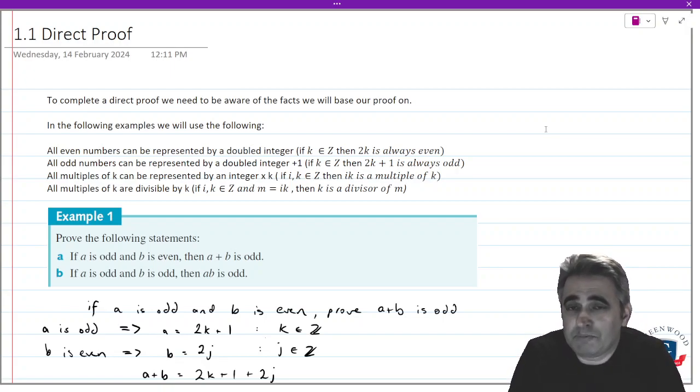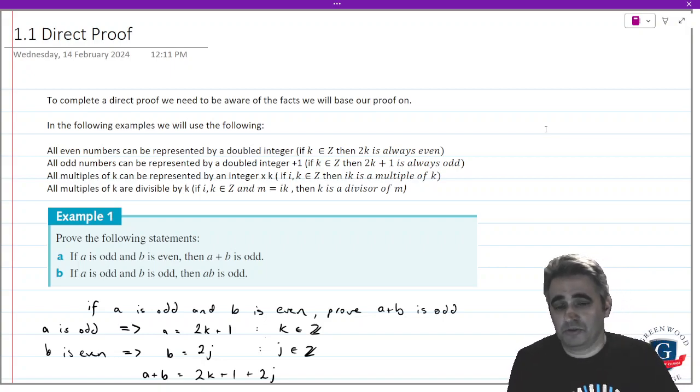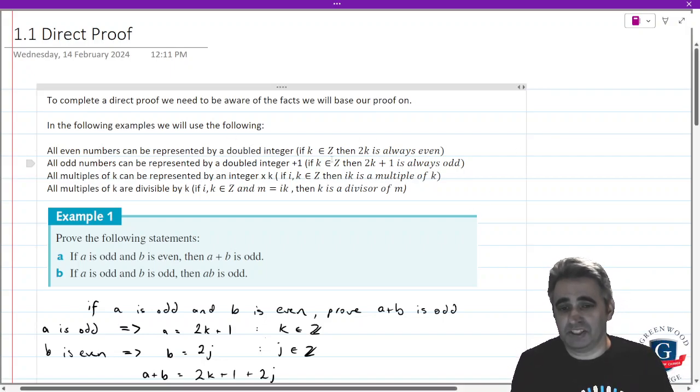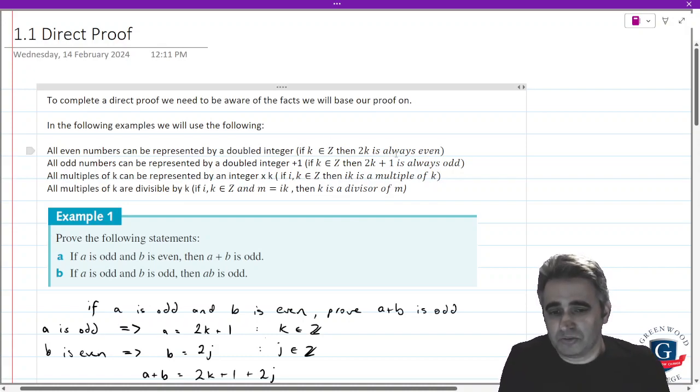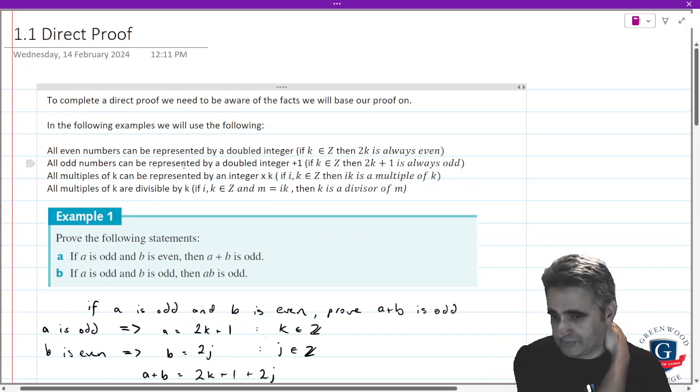So if we were representing even numbers with 2k, as in double of some integer, so all this means is k is a member of the integer set, then 2 times k is always even. Doesn't matter what value you choose in the integer set, it's always going to be even if you double it. Similarly, if you choose any number in the integer set, if you double it and add 1, it'll be an odd number. Double it, you'll get an even number. One more than it's going to be odd.